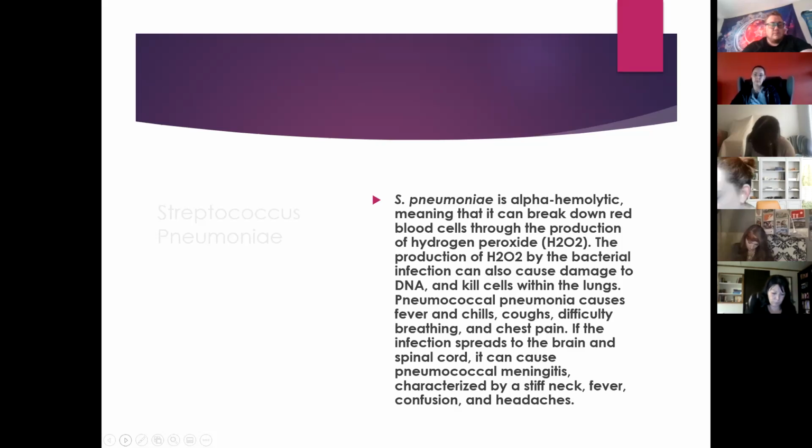It'll start as a lobar pneumonia, which is a pneumonia in one specific lobe of the lungs. Patients will present with a fever, chills, cough, difficulty breathing, and chest pain, like a standard, severe cold. But if that infection spreads from the lungs to the brain and the spinal cord, it can cause meningitis.